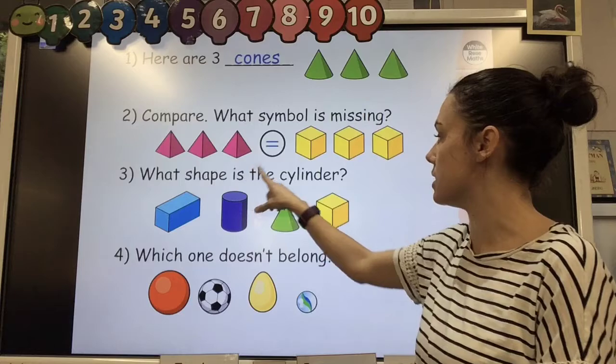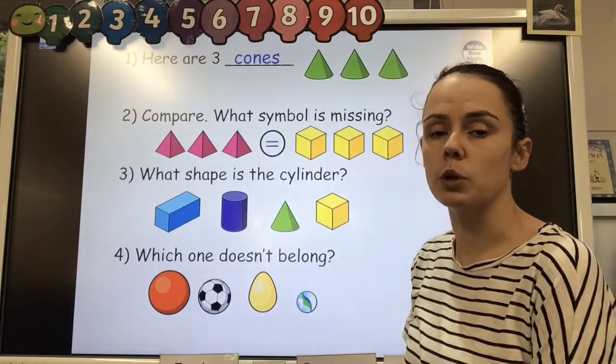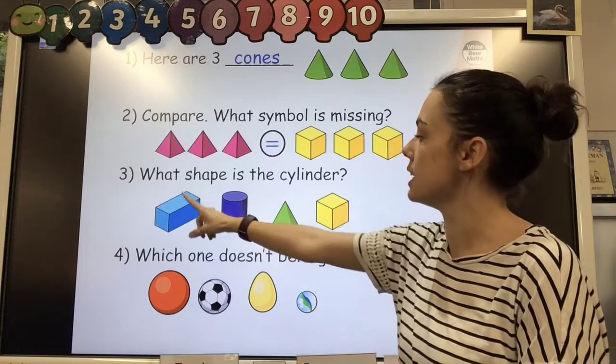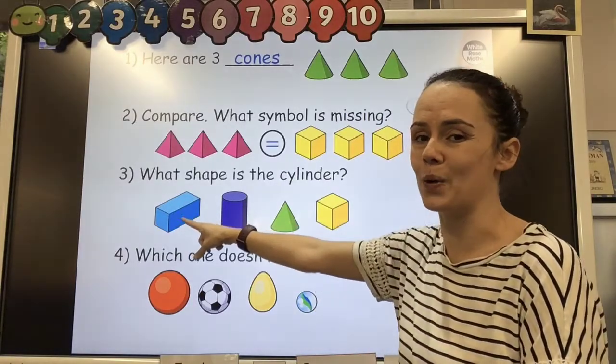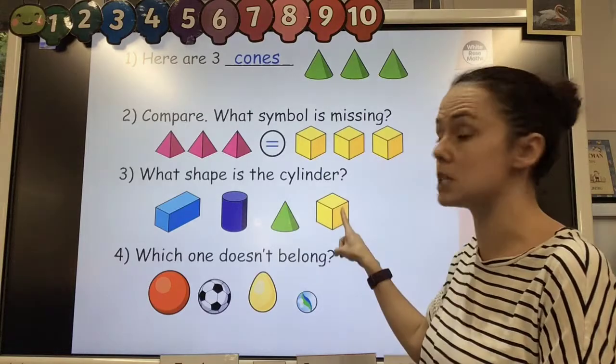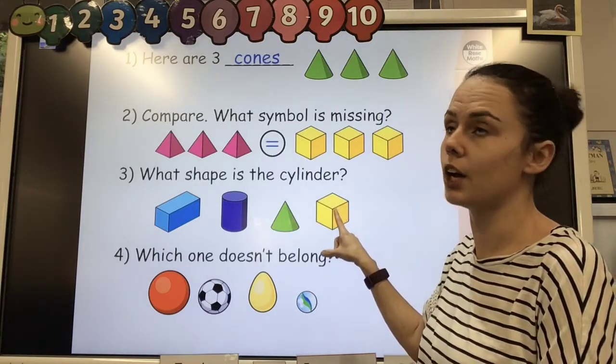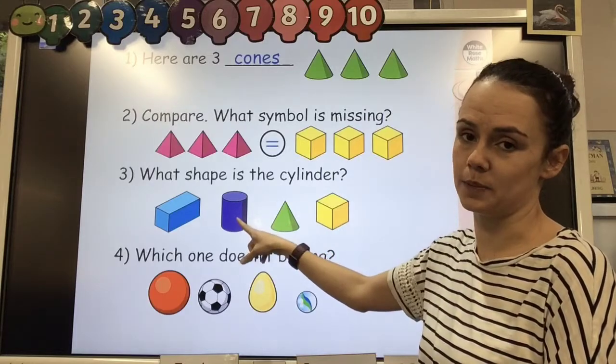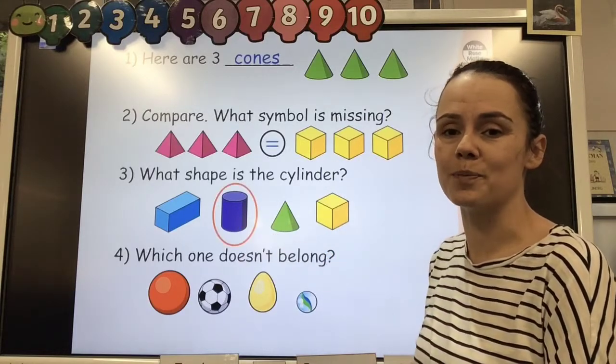What shape is the cylinder? Now you know which one a cylinder is. It's our circles and our rectangles. So is this a cylinder? No. Is this one a cylinder? No. Is this one a cylinder? What about this? Well done.